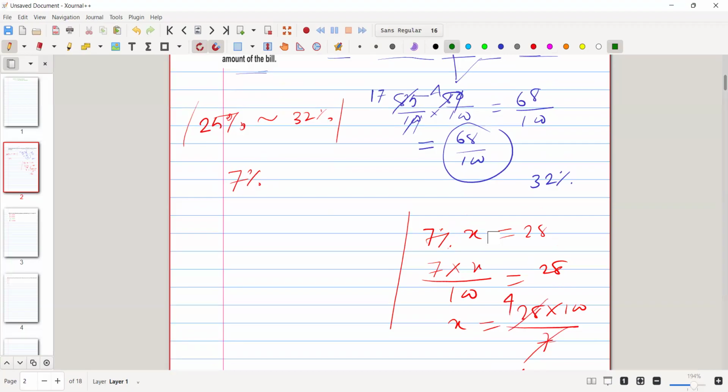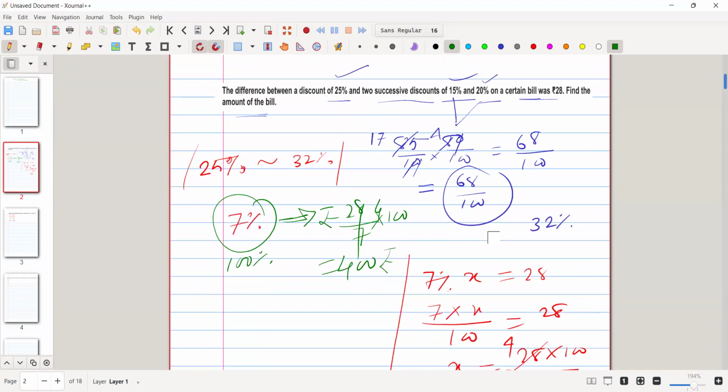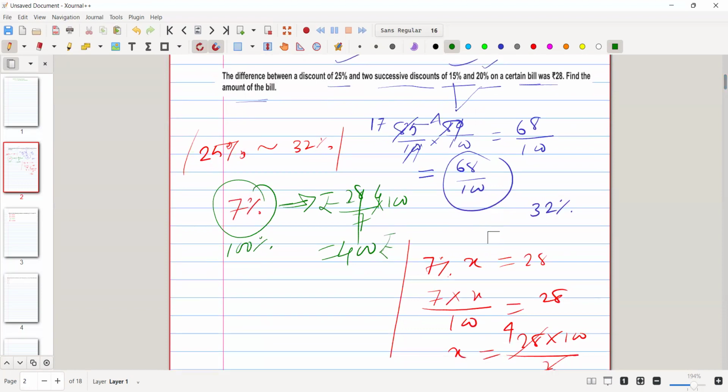But we can skip this process and do it in another way. 7% is equivalent to rupees 28. So what will be the 100% of that value? Just this one. So 400 is the answer. So rupees 400 was the bill amount. Clear? Okay, so let's go for the next problem.